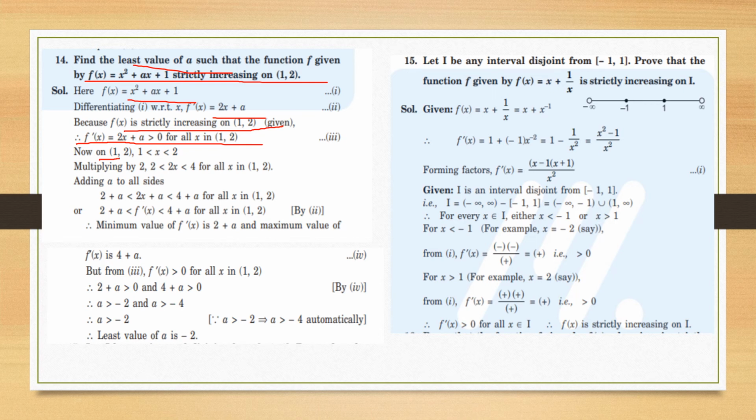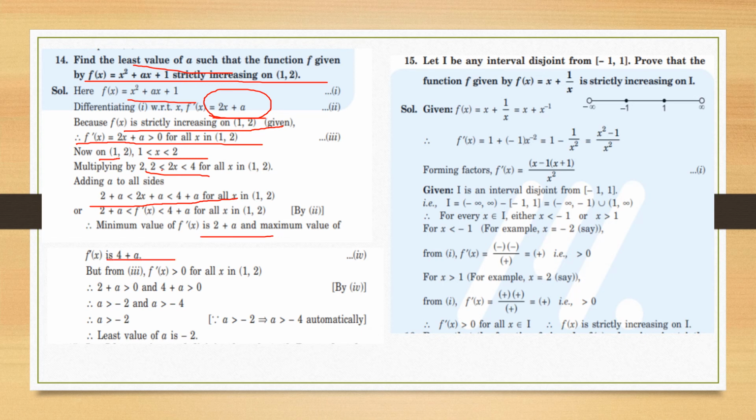Right? Now on (1, 2), x is lying between 1 and 2. I will make it as 2x + a. Firstly I'll multiply with 2 throughout, so it becomes 2x lying between 2 and 4. And adding a, it becomes 2 + a less than 2x + a less than 4 + a for all x in (1, 2). This is my derivative, so f'(x) lies between 2 + a and 4 + a. So the minimum value is 2 + a and the maximum one is 4 + a.